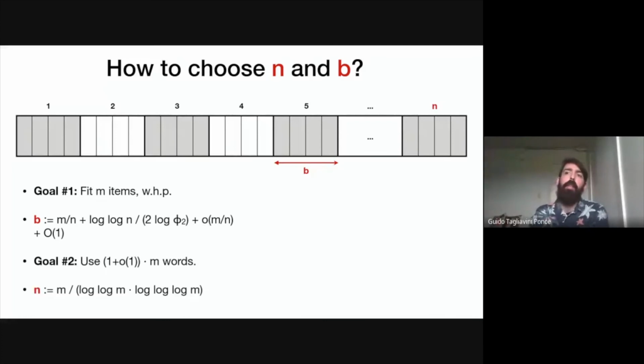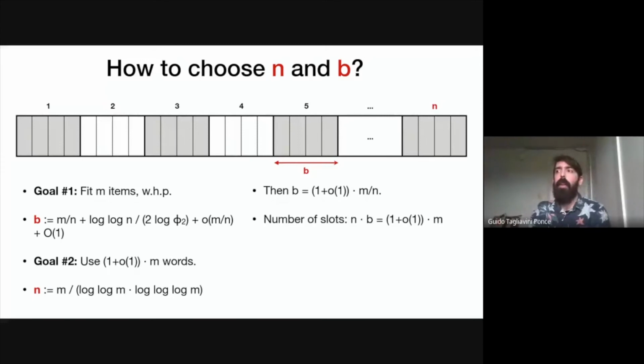And so for this, the trick is that we're going to choose N so that the dominant term in B is the average term. It's the first one, right? And so if we choose N to be M over log M times log M, or any other thing that is slightly larger than log M, then you can see that B now is dominated by the average. So it's 1 plus little o of 1 of the average. And therefore, the number of slots we are using here is N times B. So that is 1 plus little o of 1 times M.